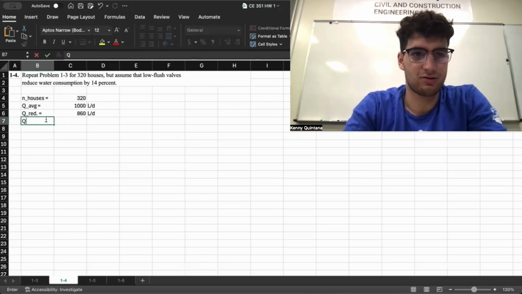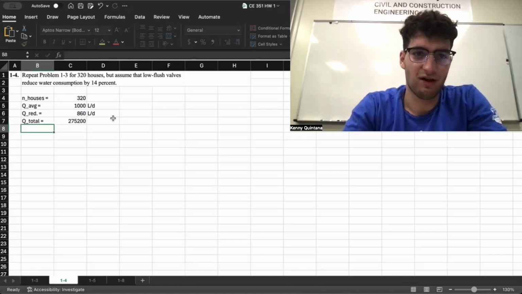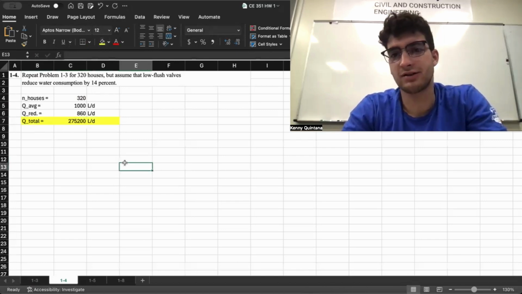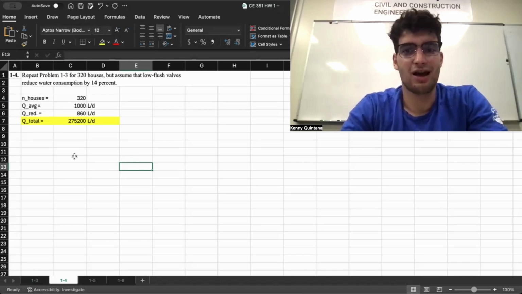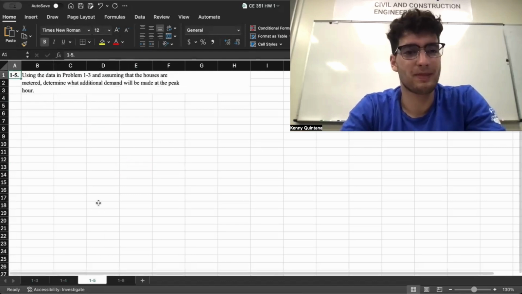And so our Q total is going to be the same thing as last time. It's going to be the demand at each house multiplied by the number of houses, liters per day. This demand is 275,000, a little less than 1-3, but we got 40 more houses in this development. So we can see that reducing water consumption by even just 14% has a huge effect on the amount of water that a city is able to supply to help grow.